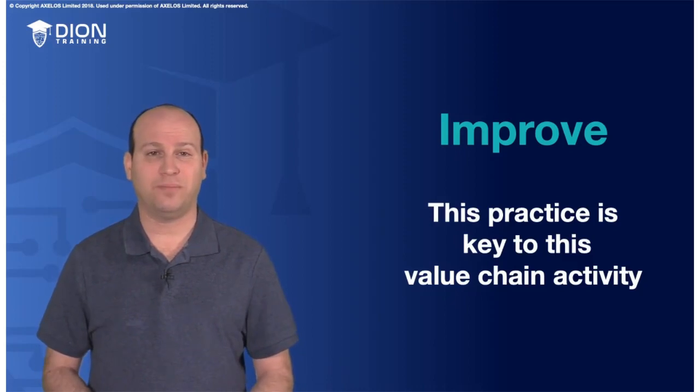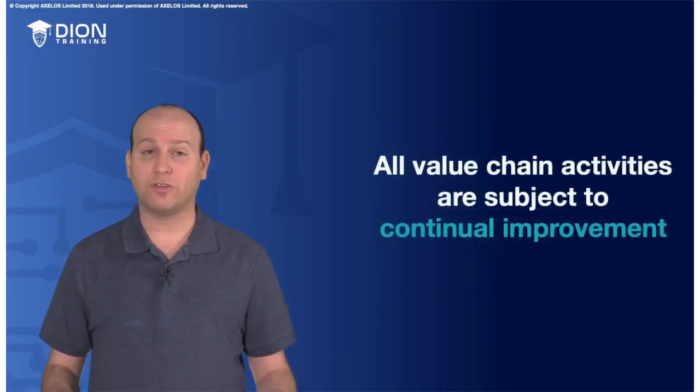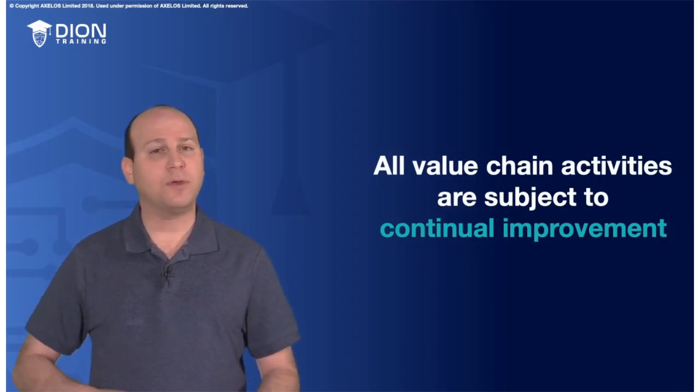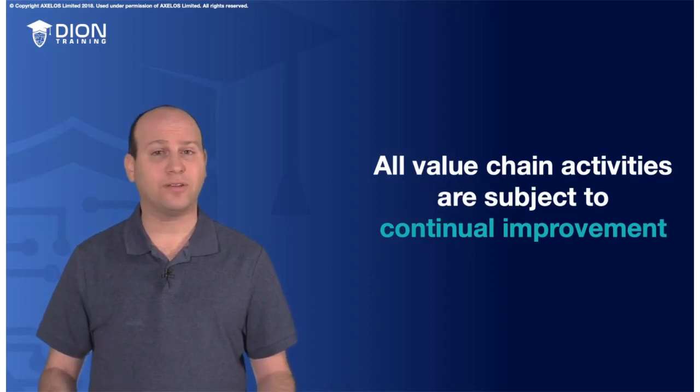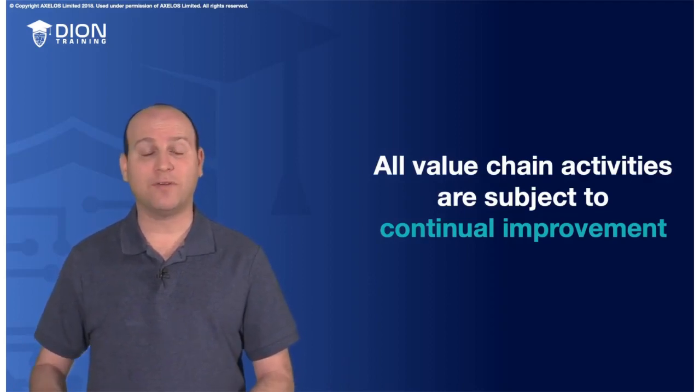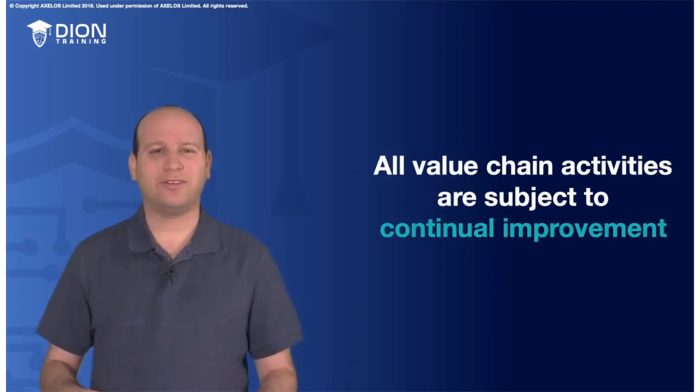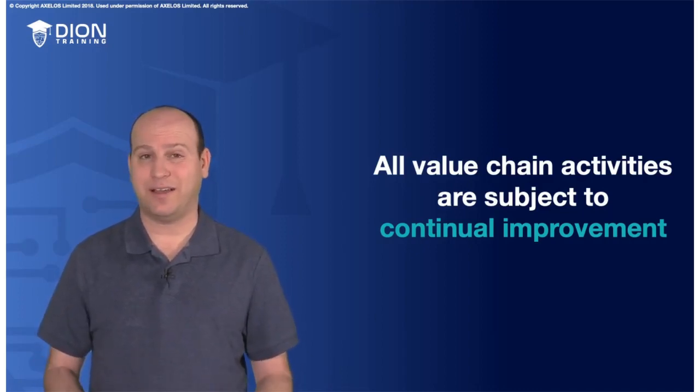Now, as we look at the rest of the service value chain, and we look at the value chain activities of engage, design and transition, obtain and build, and deliver and support, each of these value chain activities are subject to continual improvement because we're always trying to improve our practices, our activities, and our processes. And the continual improvement practice itself is applied to all of these. As you can see, the continual improvement practice is inside everything we do inside ITIL 4. We're always trying to continue to improve.